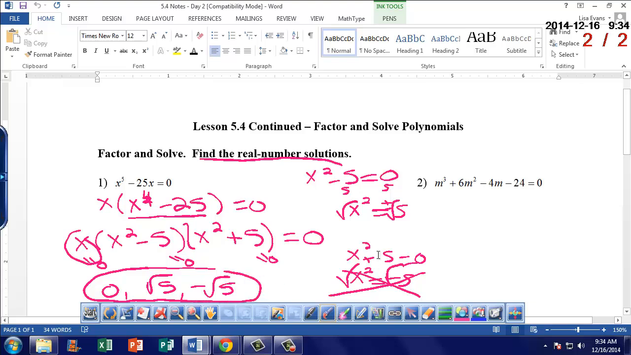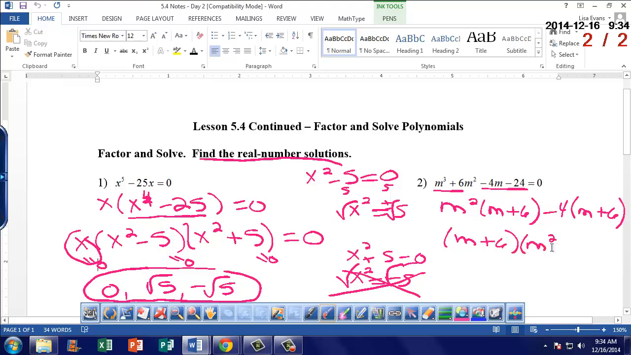Okay, let's go ahead and try the next problem. This is factoring by grouping because I can recognize that there are 4 terms. So in this problem, this side I'm going to take out an m squared. So we're left with m plus 6. This one I'm going to take out a negative 4. So we're left with an m plus 6. We're going to go ahead and rewrite the parenthesis that we have 2 of. We're going to factor that out. And then we're going to write our leftovers.